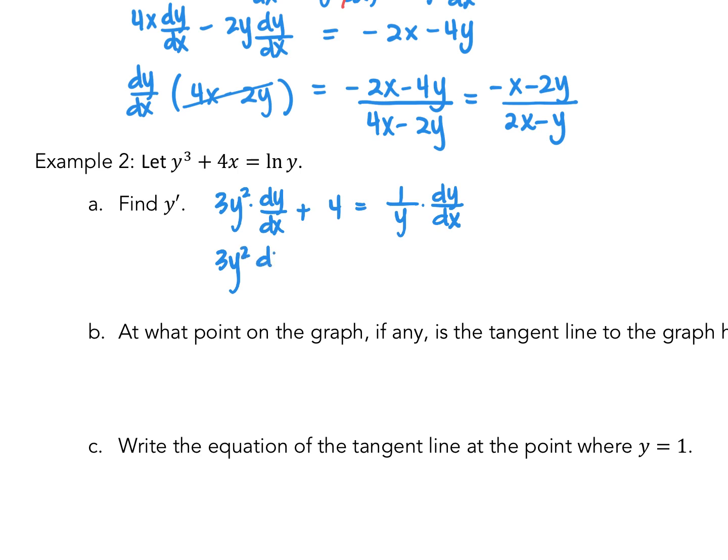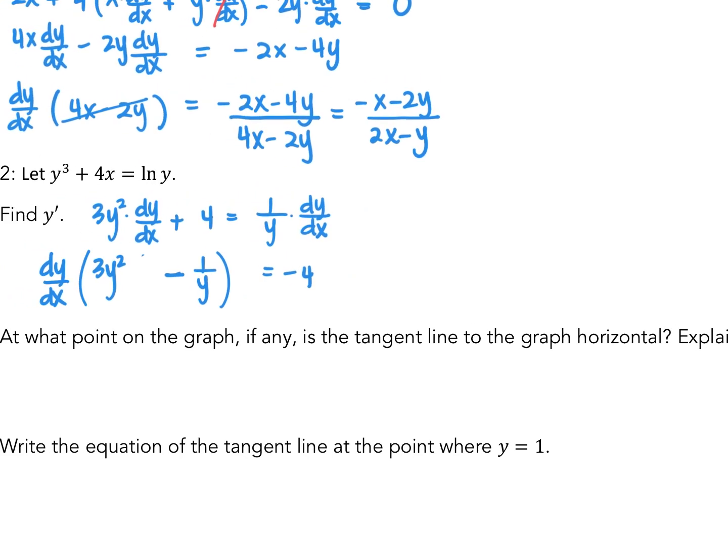So 3y squared dy dx minus 1 over y dy dx equals negative 4. So then I can factor out my dy dx term. So let's pull dy dx out to the front as we're factoring it, and then I'll erase this. We can just write it as our expression. And then we can divide. So dy dx is negative 4 over 3y squared minus the fraction 1 over y.